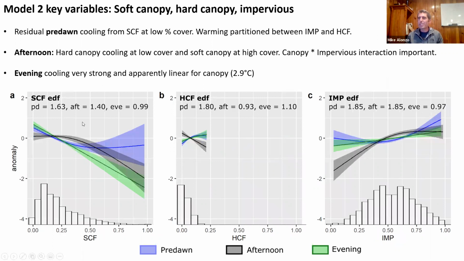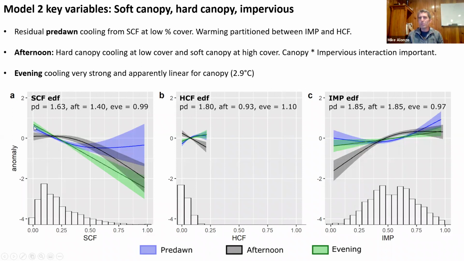So now we're partitioning the canopy. Soft canopy versus hard canopy. And I think things start to get interesting now. If we're looking at soft canopy, we're going to start by seeing what we've seen in other studies. This is what Zeider saw, and this is what several others have seen, where you don't get much of a cooling effect in the afternoon until you get to about 40% canopy. And then you get this drop off, this substantial cooling effect.